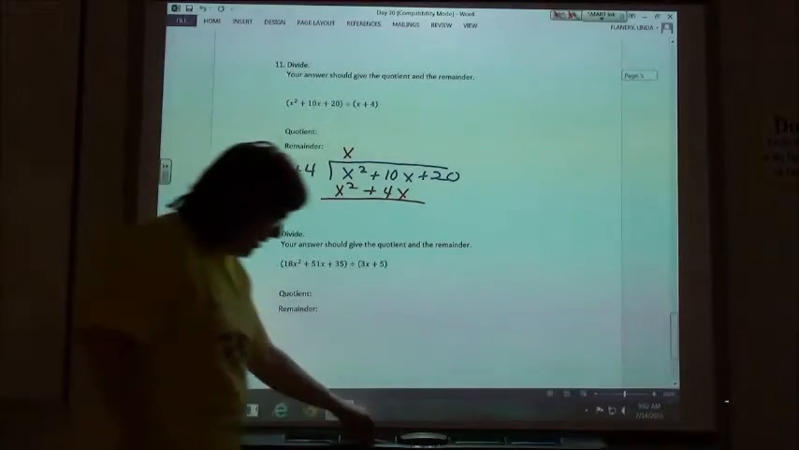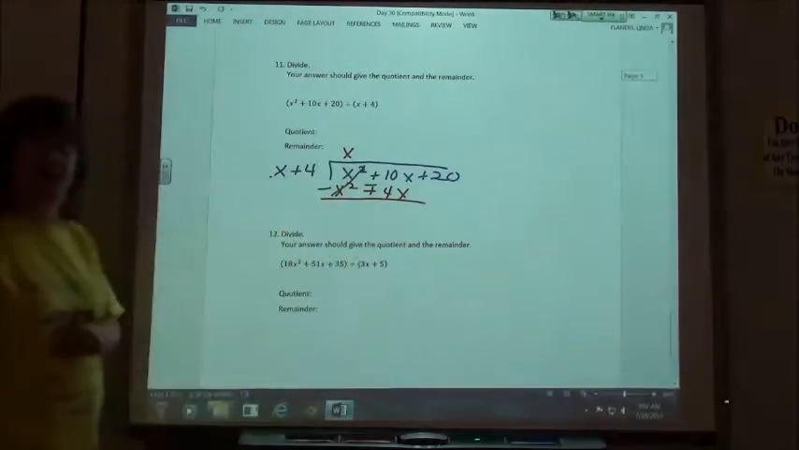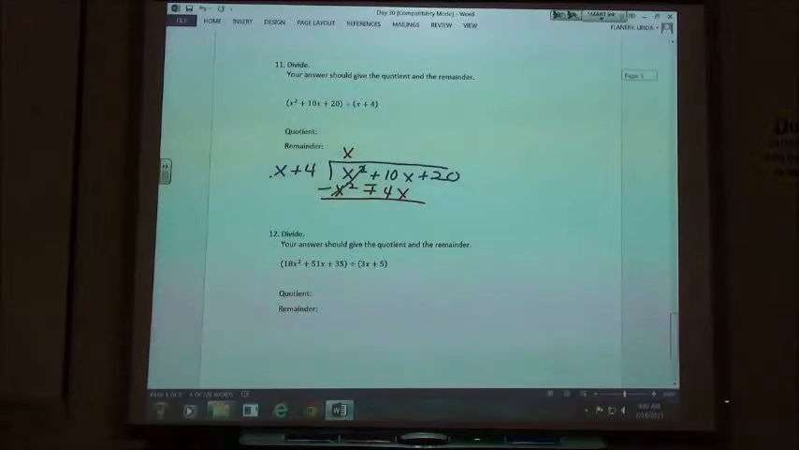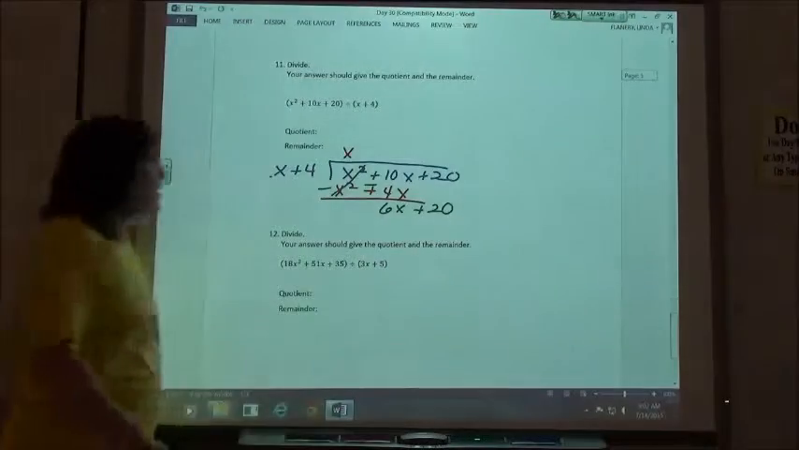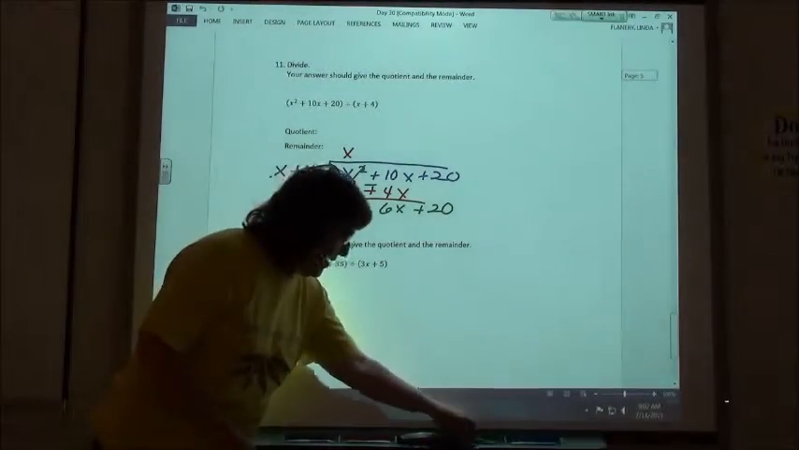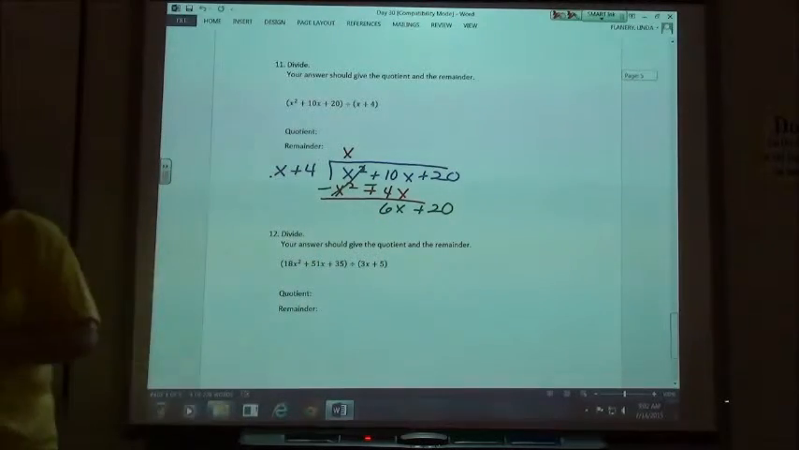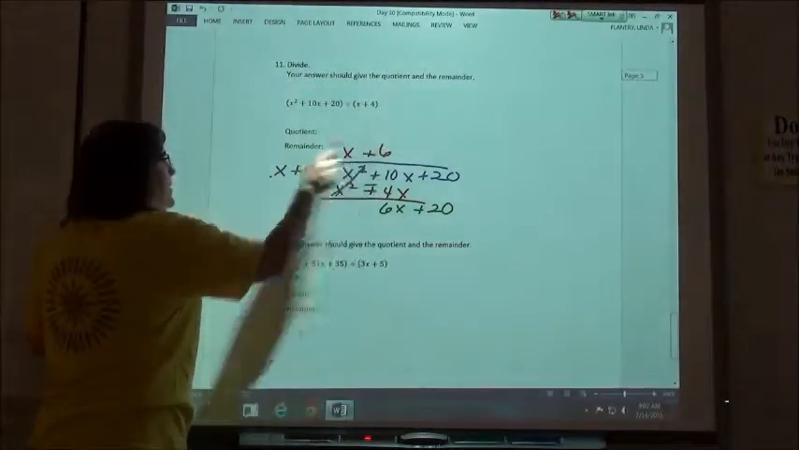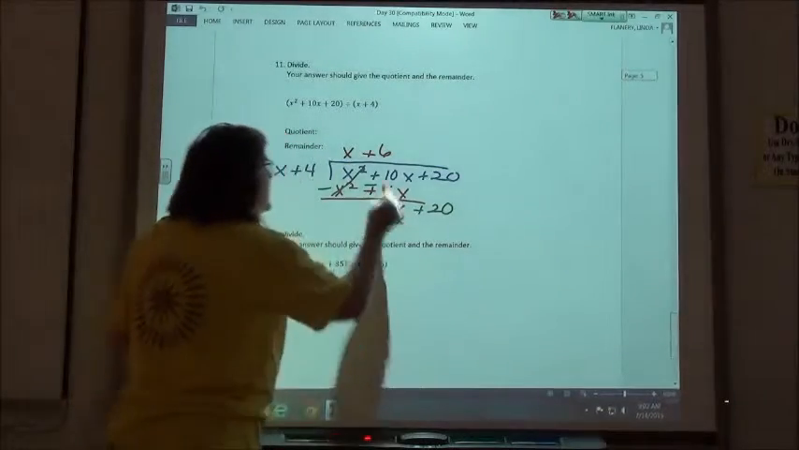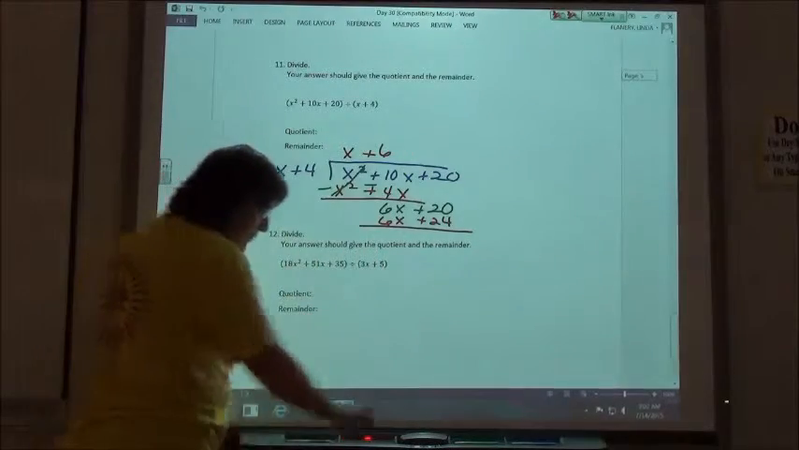We then subtract so that we can cancel out our leading term, and we would bring down 6x, and the plus 20 can come along. And then we basically just repeat that. What times our x will give us 6x? A 6. So a plus 6 goes up on top. 6 times x is 6x. 6 times 4 is 24. But then we have to subtract.